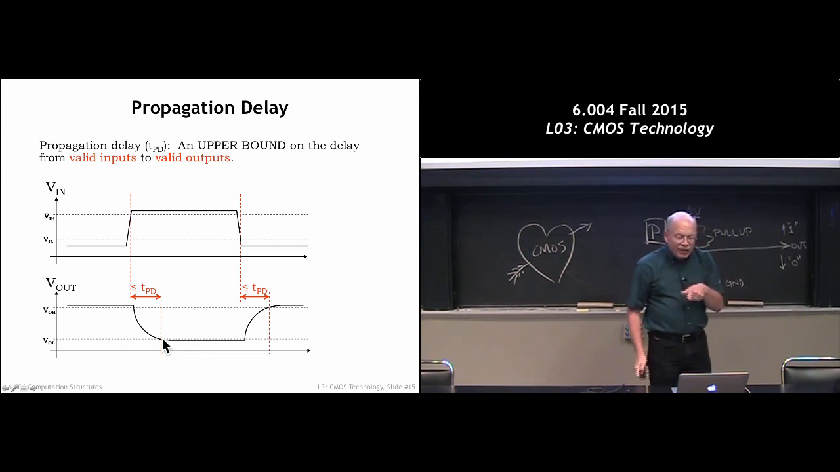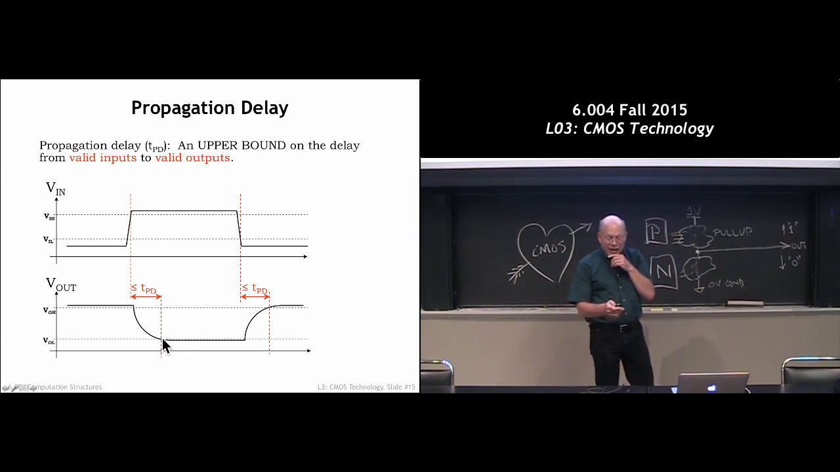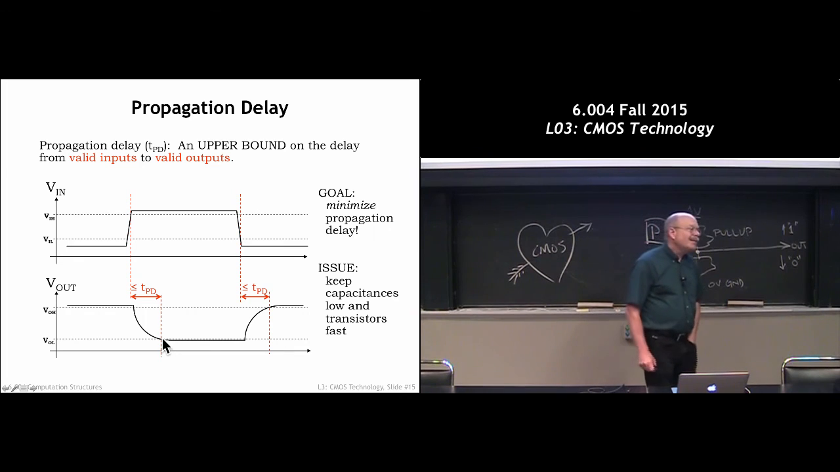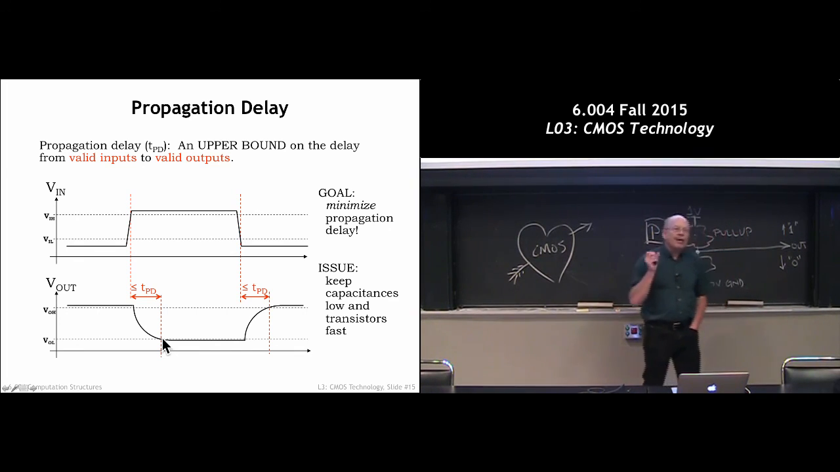The TPD of the gate, the propagation delay of a gate, TPD is propagation delay. TPD is basically telling you how long you have to wait after the input changes before the output is guaranteed to reflect the new value of the inputs. I've changed the inputs. How long do I have to wait before the output has the right value on it? That's the propagation delay. And as I say, in modern circuits, that's on the order of a handful of picoseconds.